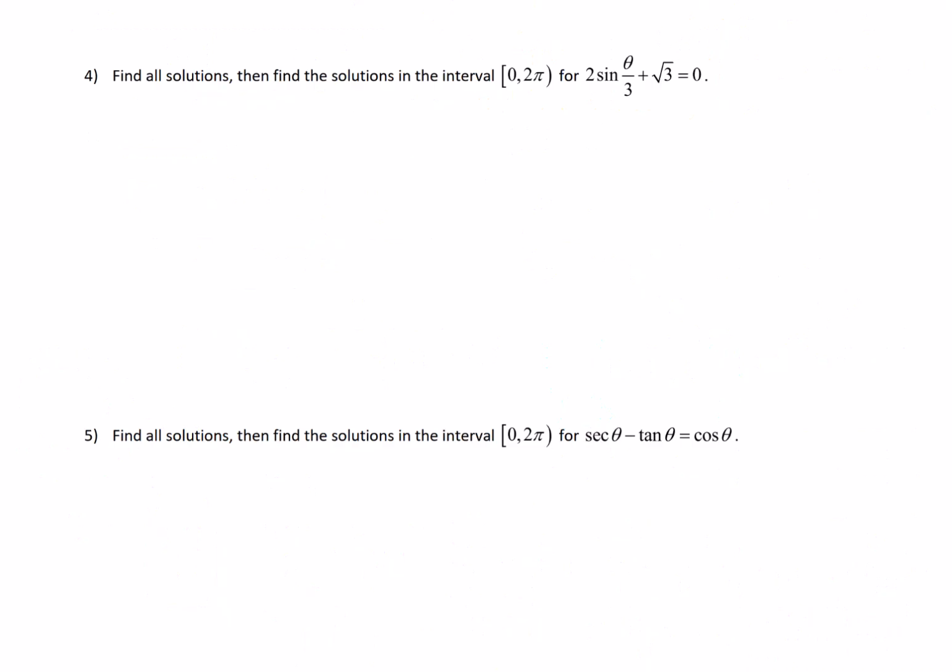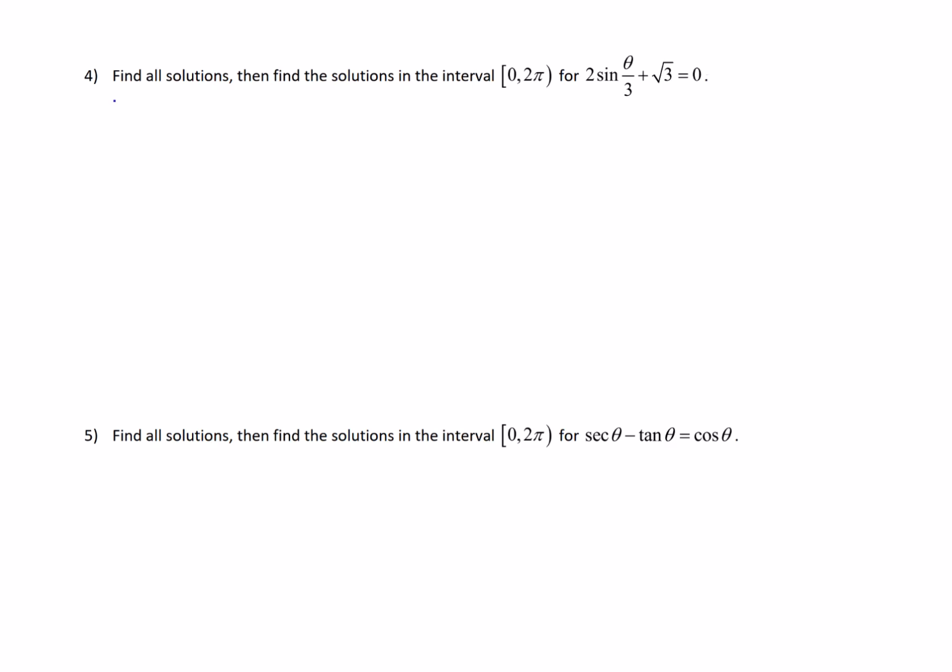All right, for our fourth example, we want to find all solutions, then find the solutions in the interval 0 to 2 pi, kind of like we were just doing in the previous problem. But of course, now we're given a different equation. This time the equation is, on the left side, 2 sine of theta over 3 plus square root of 3, and that's equal to 0.